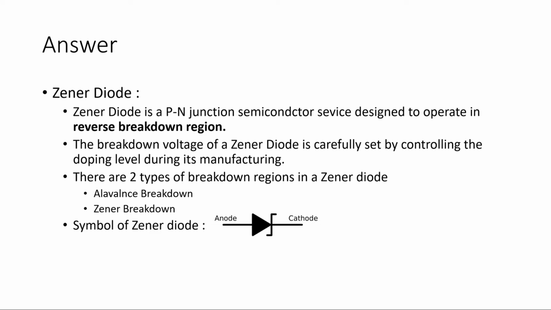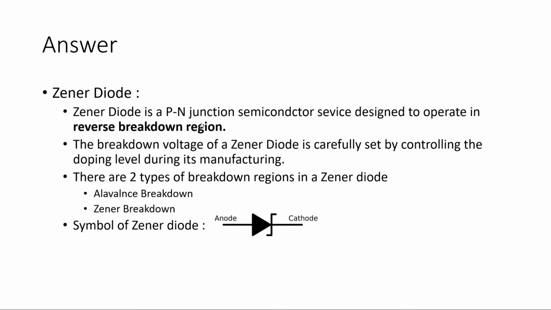Now we all know that Zener diode is a PN junction semiconductor device which is designed to operate in reverse breakdown region. Now this is the keyword, reverse breakdown region. You have to mention this in your answer because it will carry 1 mark in the split marks range. We all know that the answers are checked according to the answer key sent by the university. So we have to mention the keywords in the answer.